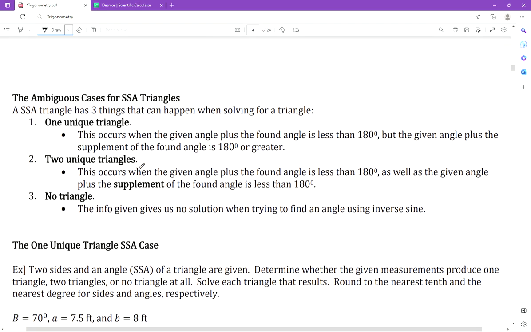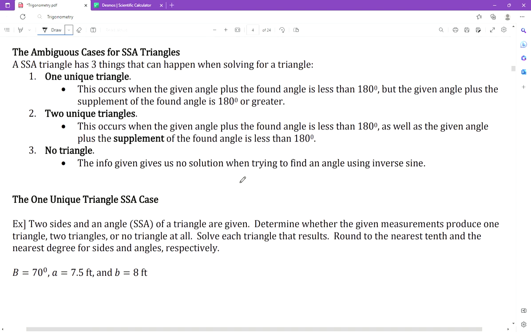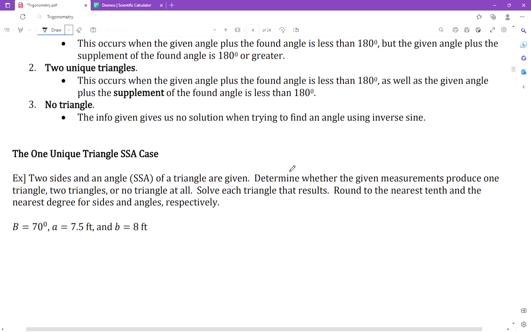However, if they give two sides and one angle, the SSA case, then there are three things that could happen. It's all dependent on what happens when we try to solve for the sine of theta once we get it all set up. So these are the breakdowns of the cases. We're going to show it. This is the one unique triangle case.